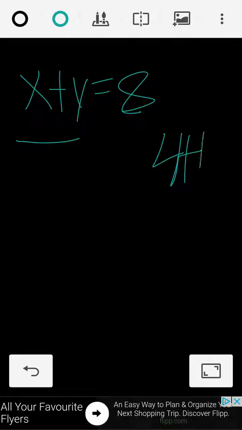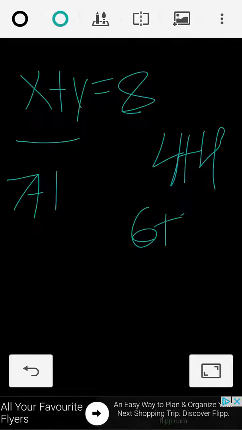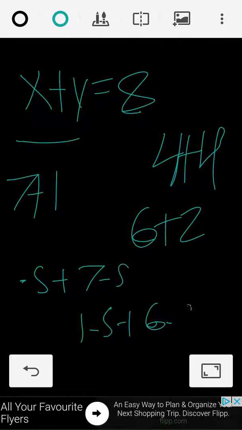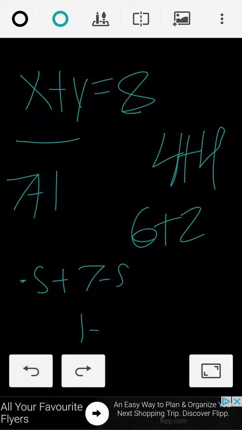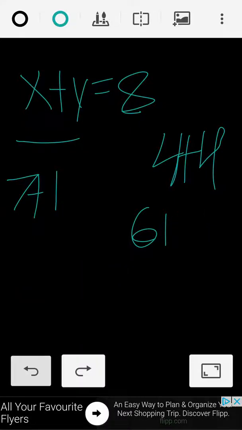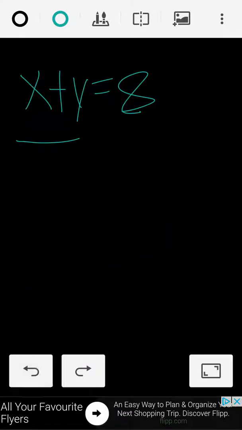There's 4 plus 4. There's 7 plus 1. There's 6 plus 2. You can even go into decimals. You could have 0.5 plus 7.5. There's 1.5 plus 6.5. So that's why when you have two variables, you'll always need two equations. And if you have one variable, it'll always be one equation, okay? Remember that.